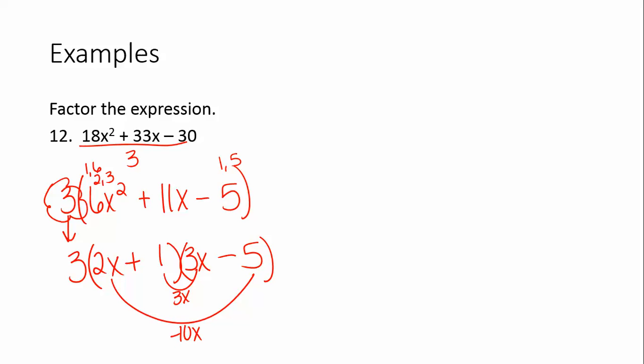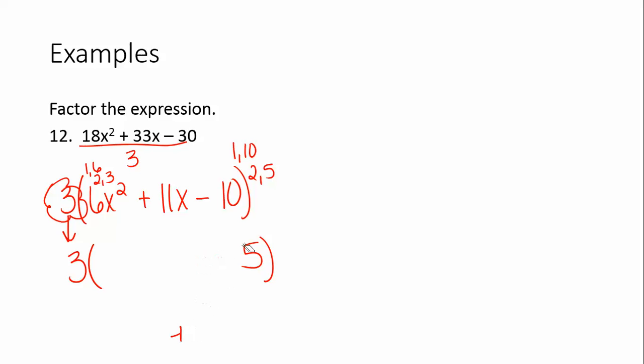Oh, and I can see where I made a mistake. This should be a 10. Factoring out a 3 from 30, that should be a 10, so I apologize for that. Now we do have some other factors to try. 1 and 10 and 2 and 5. So you can see where there's quite a bit of room for error here. Let's fix that binomial then.